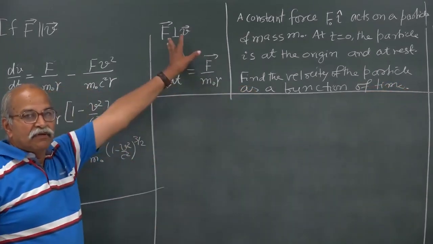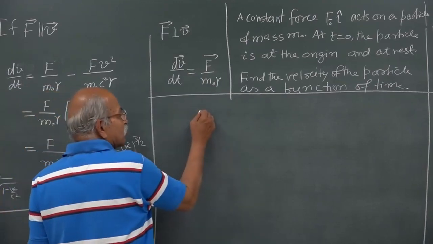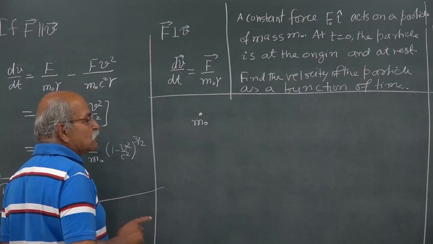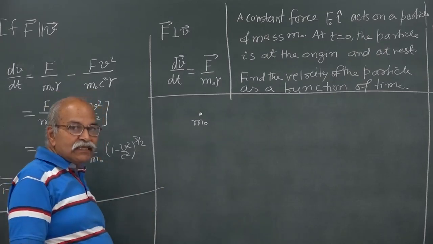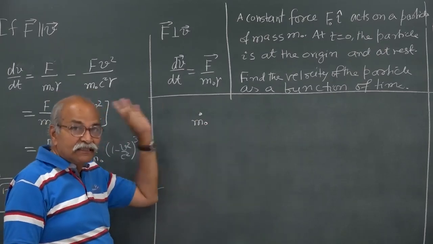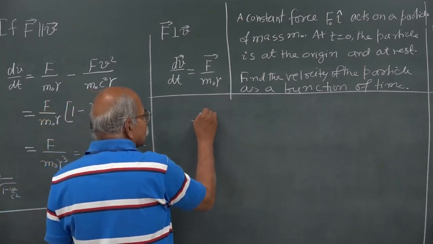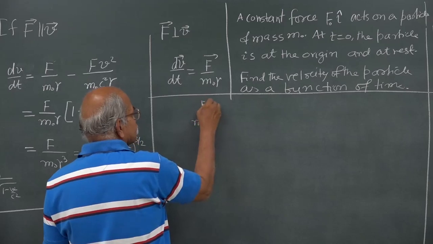One of the simplest problems. You have a particle of mass m naught, at time t equal to 0, at rest at the origin, and then a force acts. The force remains constant, F naught i, in the x direction. So, the force is in this direction.